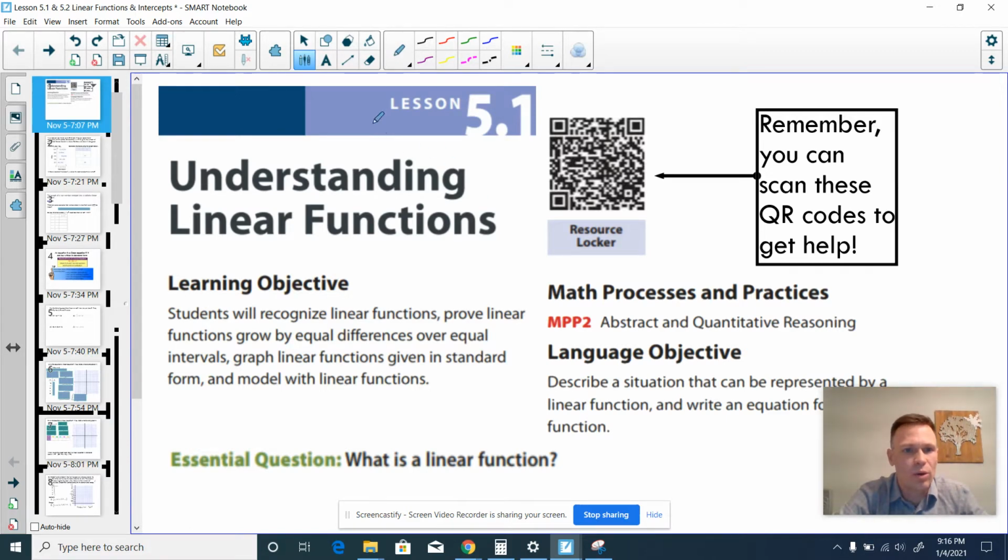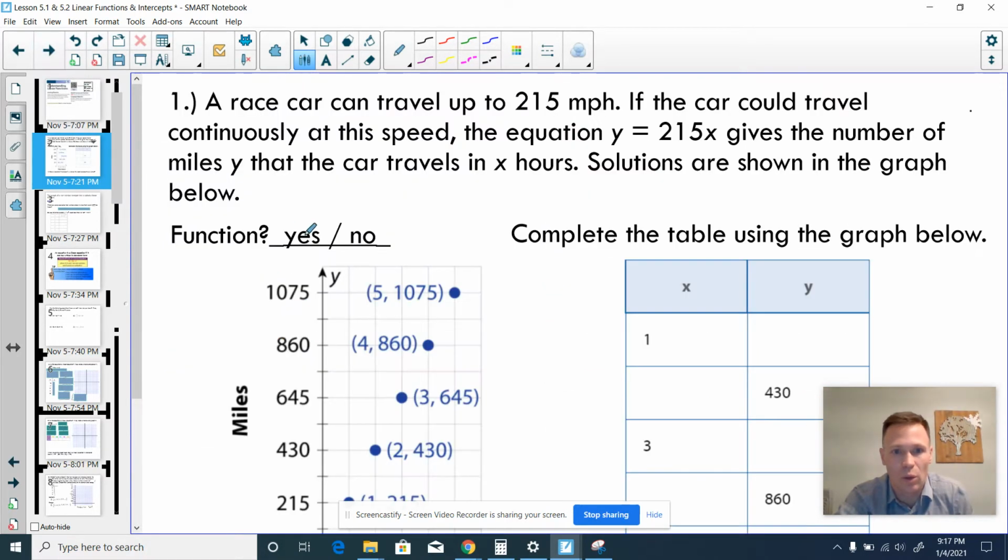We are going to go through lessons 5.1 and 5.2 today, talking about linear functions, okay? In the beginning, we're going to talk about linear functions, what they are, how to recognize them, and how to graph them. And then on 5.2, we're going to learn a shortcut to graphing that is going to be very important. So without any further ado, let's get rolling.